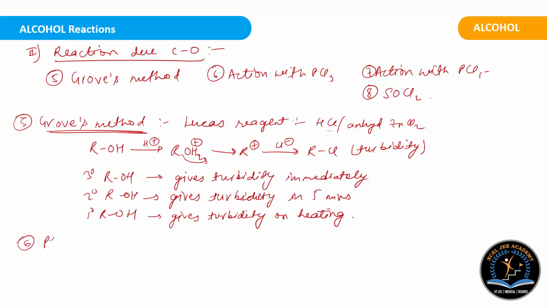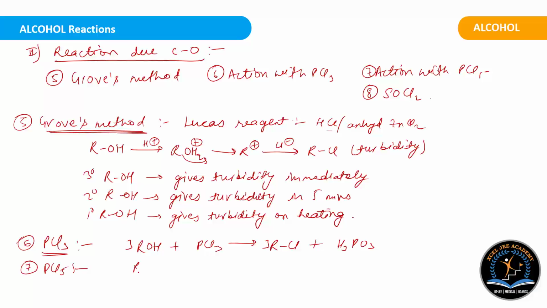So in reaction with PCl3, if there is alcohol along with PCl3, it will form RCl, along with that H3PO3 will be obtained. And for this we have already done the mechanism in the chapter on alkyl halide, so refer to that. Next is with PCl5. This is also done in alkyl halide.